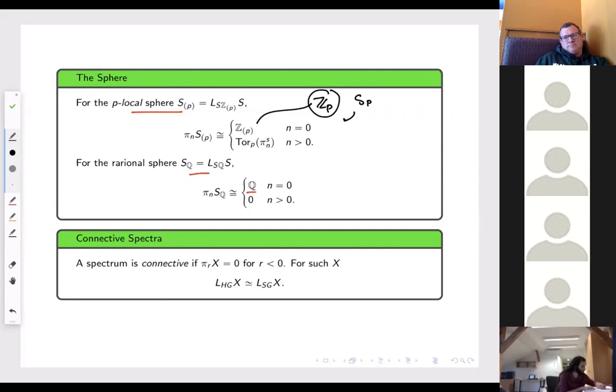Now if you have a connective spectrum, then it turns out that the localization for this Moore spectrum is actually the same as the localization with respect to HZ. This is the Eilenberg-MacLane spectrum.